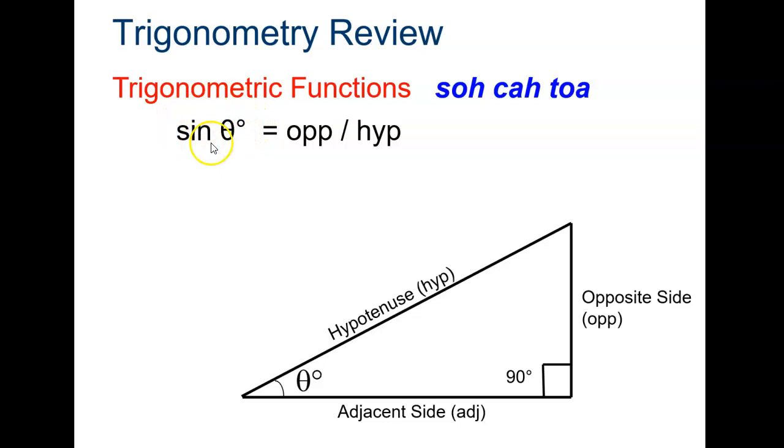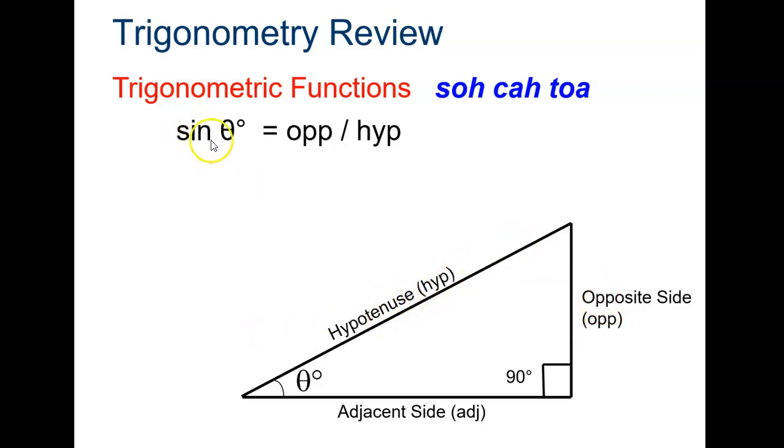We're going to say that the sine of the angle theta is equal to the opposite divided by the hypotenuse. So to use this, you look up here. Sine is equal to the opposite divided by the hypotenuse. On the picture, you would say the sine of angle theta is equal to the opposite divided by the hypotenuse. Hypotenuse is always that longest side there.